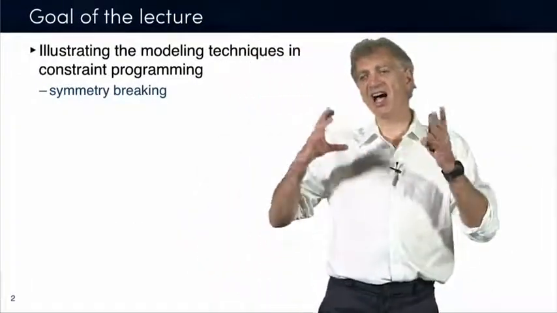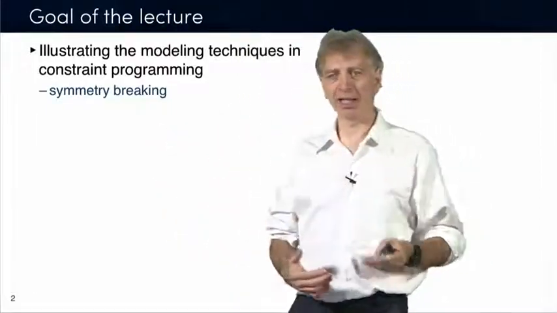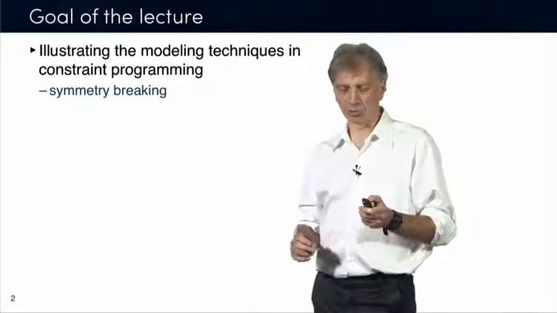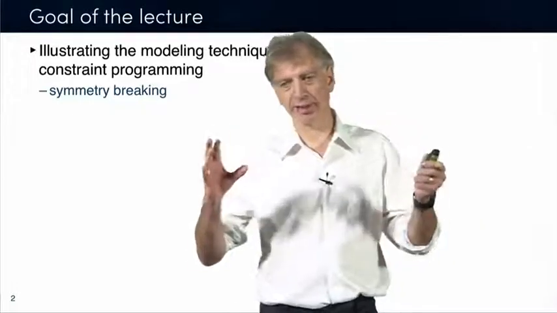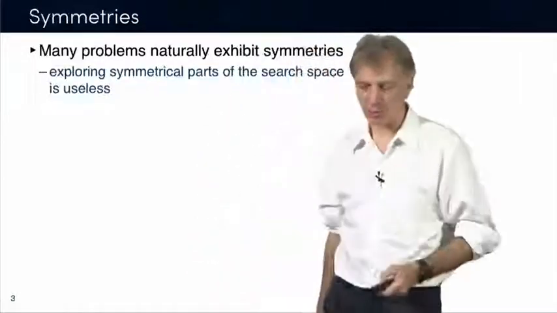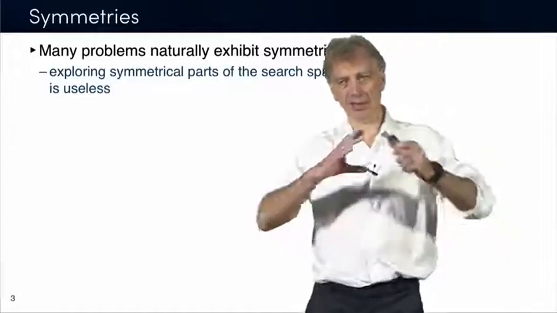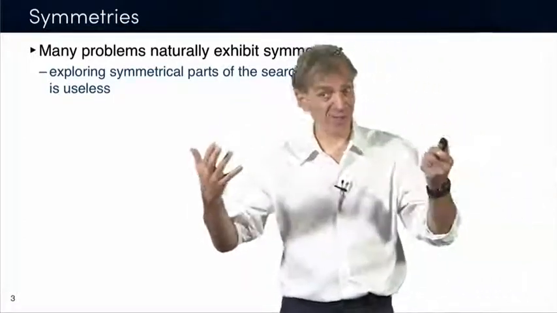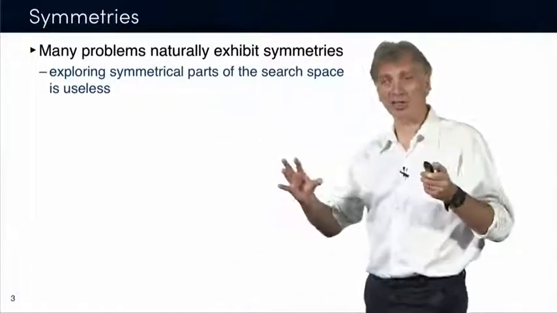Okay? So a lot of problems in practice have natural symmetries. Okay? So there are things that are just the same. And therefore, you want to actually exploit that information to do search in a better fashion. So essentially, you want to break these symmetries such that you always get a smaller search tree. Okay? So what I'm basically saying here is that there are a lot of problems with a lot of symmetries. Naturally, when you express them, they have these symmetries. And exploring this symmetrical part of the search trees is completely useless.